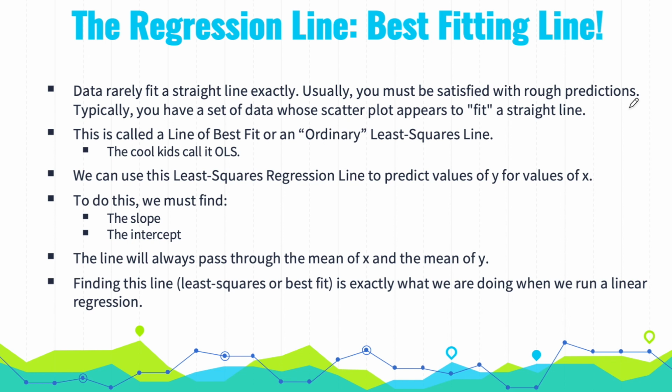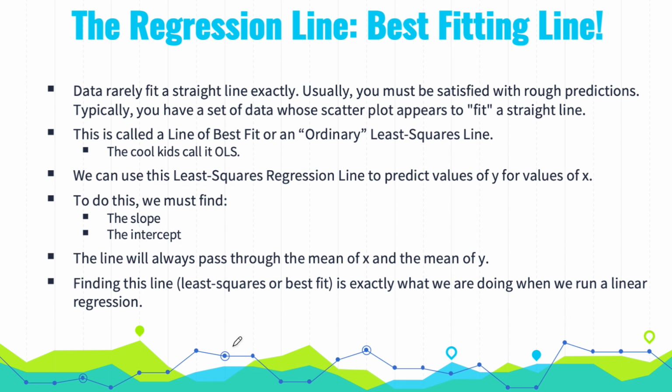Typically you have a set of data whose scatter plots appear to fit a straight line. This is called a line of best fit, or an ordinary least squares line. The cool kids call it OLS. We will use this least squares regression line to predict those values of y for values of x. To do this, we have to find the slope and the intercept, and the line will always pass through the mean of x and the mean of y. Finding this line, the least squares line or the best fit line, is exactly what we're doing when we run a linear regression.